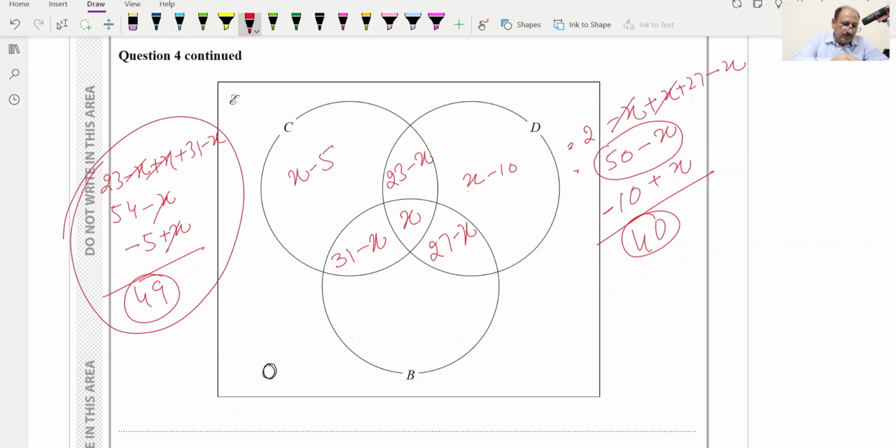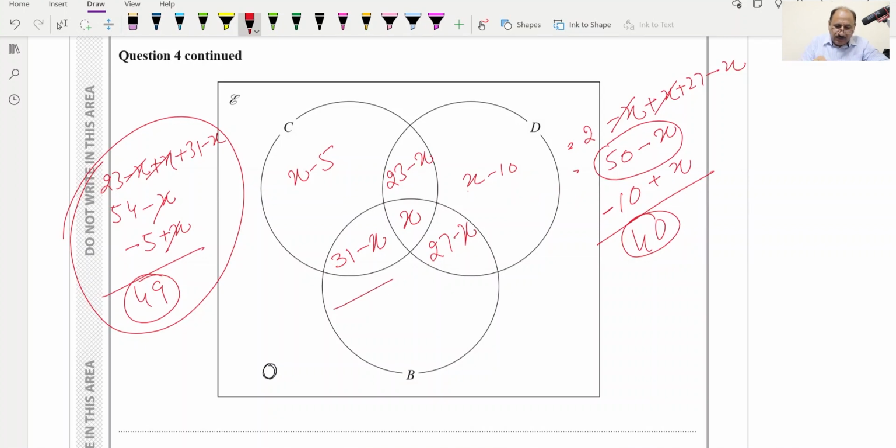This is the calculation for this x minus 5. Hopefully you understood this, and this is the calculation for this one, which is x minus 10, which we have done over here. Hopefully you understand this one.